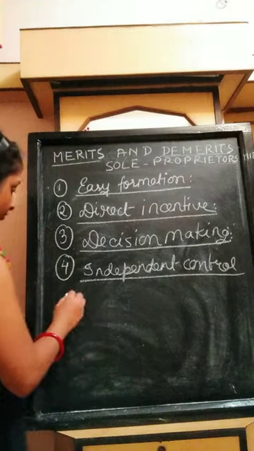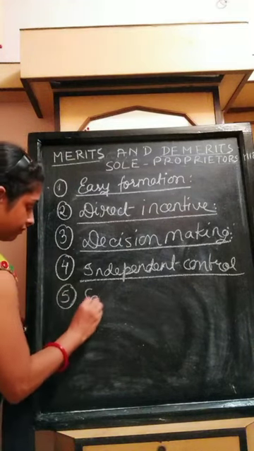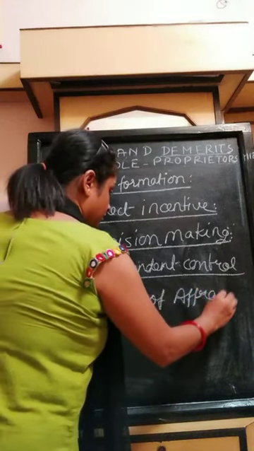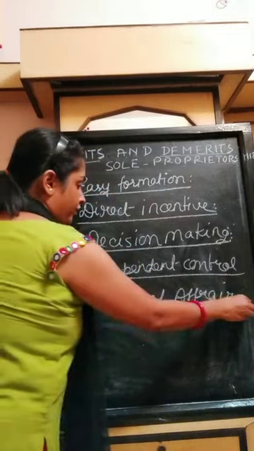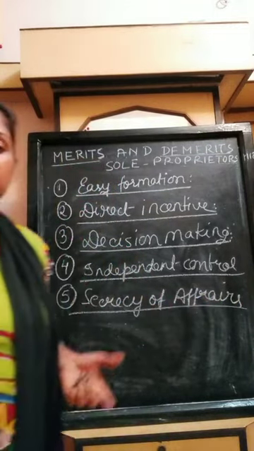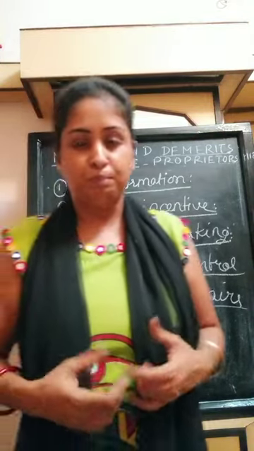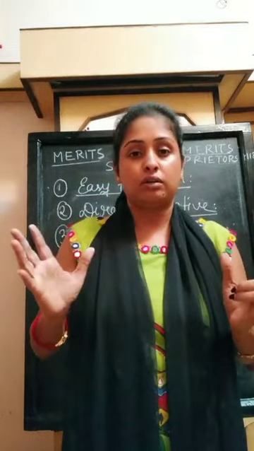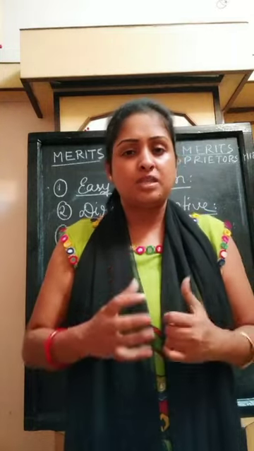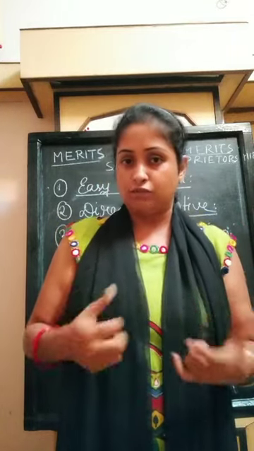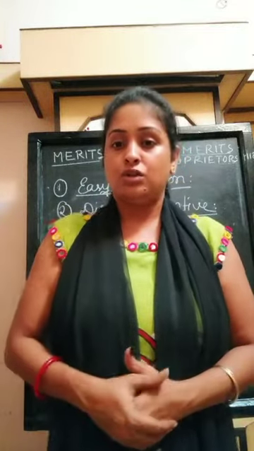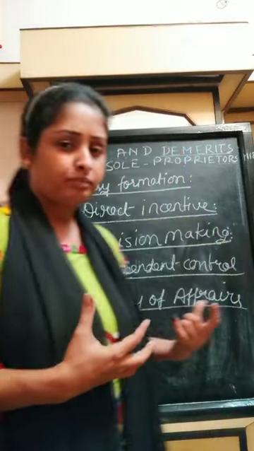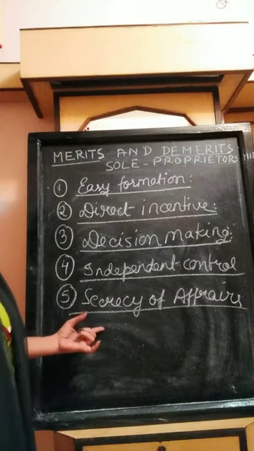Next point is secrecy of affairs. Since there is no legal compulsion on a sole proprietorship to publish any kind of accounts to anybody, he is not bound to do that. So, he keeps his business secrets with him. He need not share them with other partners because there is no other partner. So, this provides him a greater competitive strength. This is the next important point, that is secrecy of business affairs.